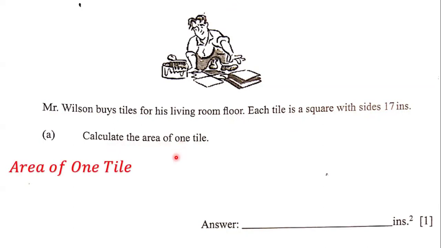Now, when we're looking at a square, it has all sides that are equal in length. And so that means that the length and the width of the square are equal. Now, the area of a square is length times width.